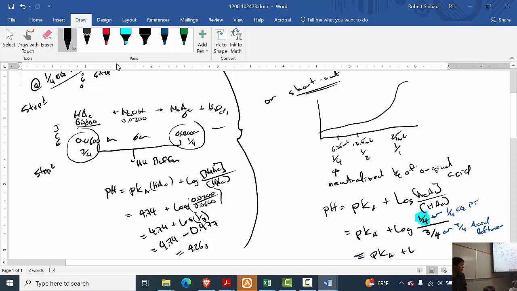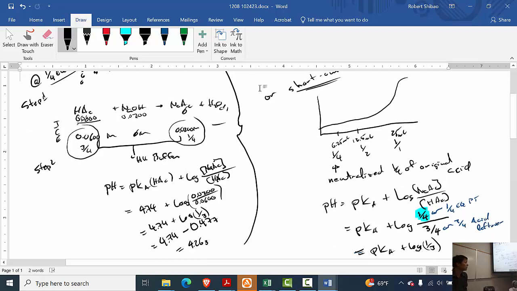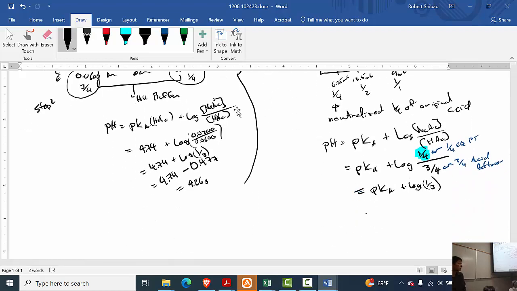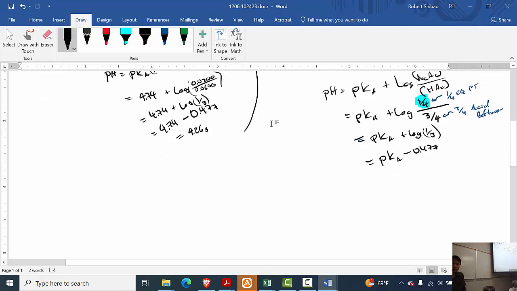pKa plus the log of, okay, 1/4 divided by 3/4 is equal to what? 1/3. So it's a log of 1/3. And so I get pKa minus 0.477. So let's try another example of this.